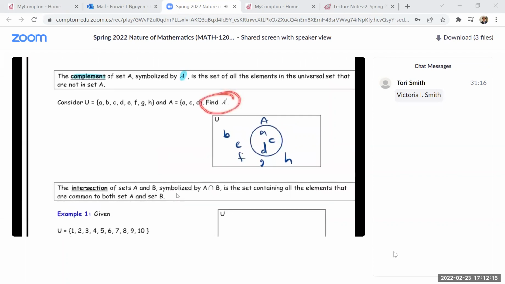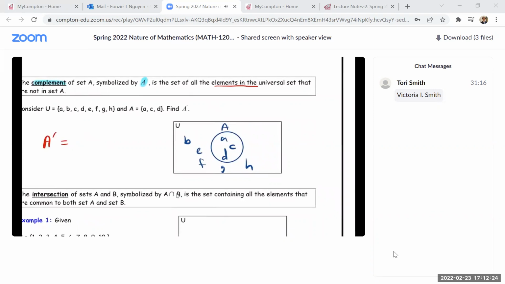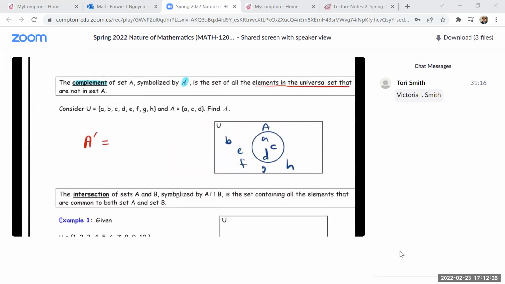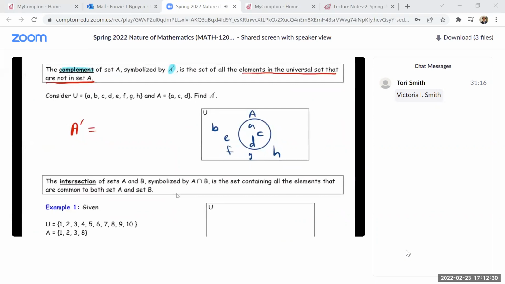But how do we find a complement? Remember, it says it's a set of all elements in the universal set that are not in set A. So does anybody know what would be included in the complement?